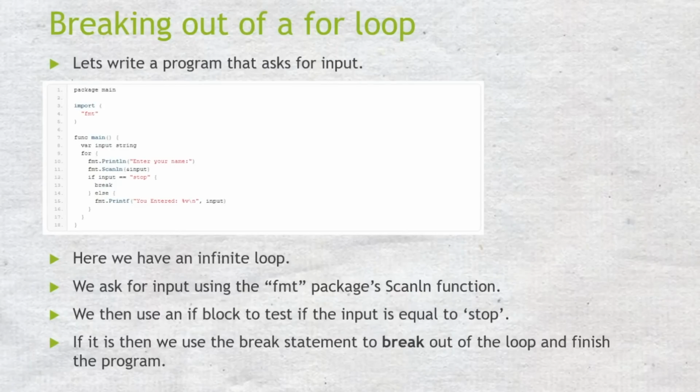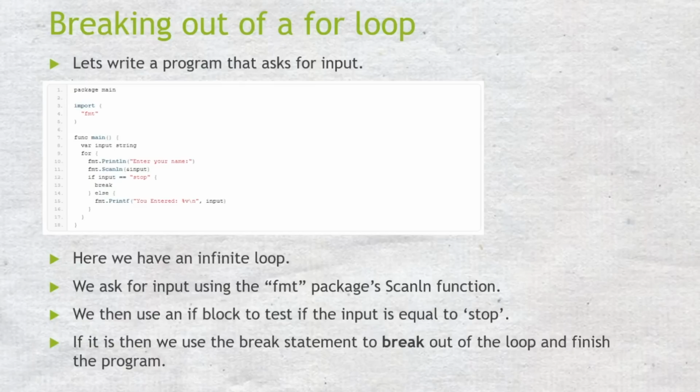To break out of our for loop, we'll look at this program. So we have our package main. We're importing our fmt package so we can print stuff out. We have our main function. So we have our variable input, which is going to be a string, and we have a for loop, which you can see has no expression, so it's basically an infinite loop.